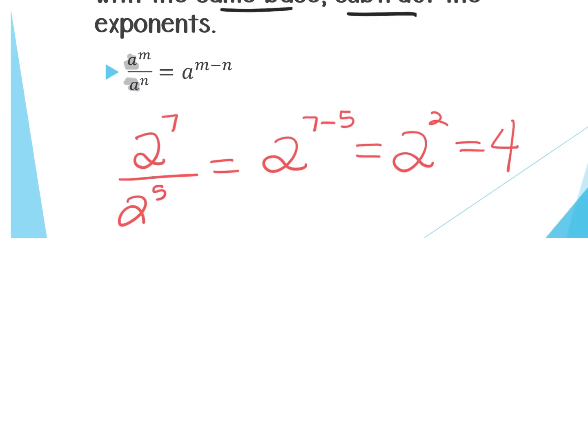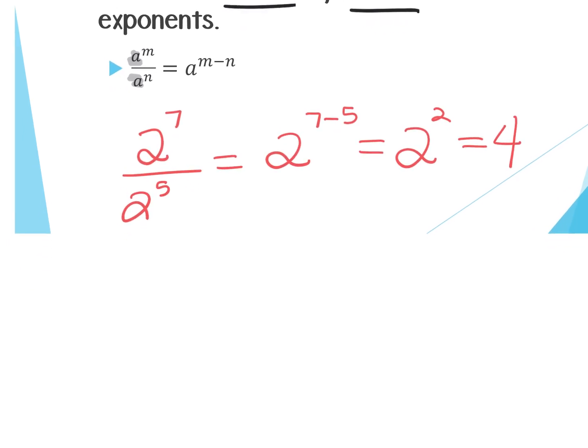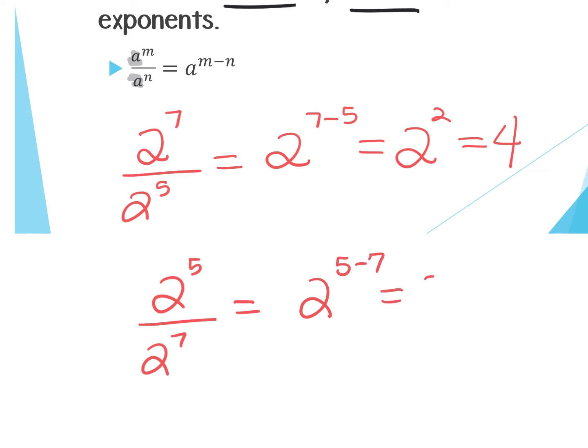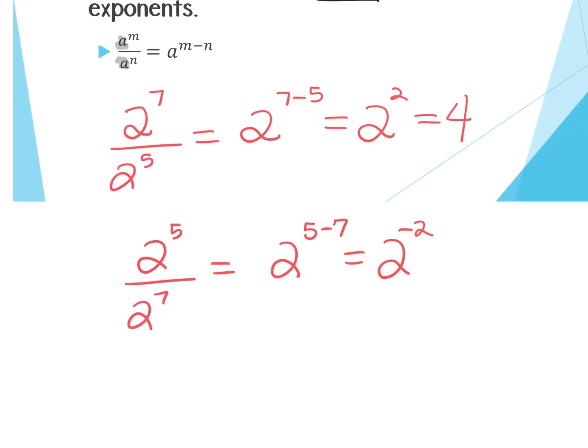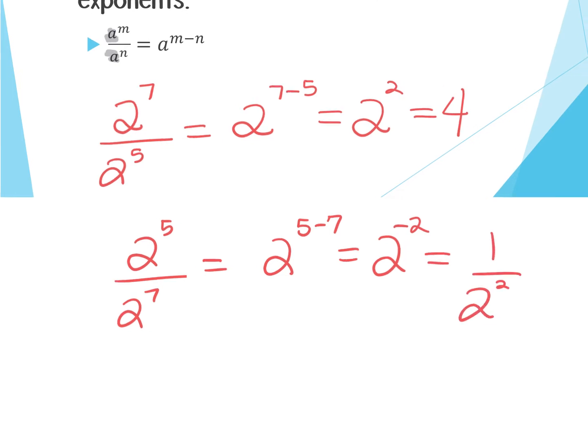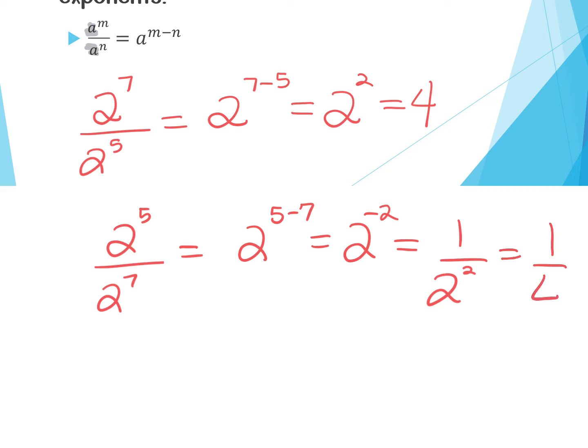Now let's say it's the other way around. It's not always going to have the bigger power on the top. Let's say it's 2 to the 5th divided by 2 to the 7th. We're still subtracting top minus bottom, so 2 to the 5 minus 7 power gives me 2 to the negative 2. I now have a negative exponent. I need to make that positive, and I move it to the bottom of the fraction. Now I can simplify, and it simplifies to 1/4. You don't have to figure out what 2 to the 7th and 2 to the 5th are and then divide them. Just subtract the powers.